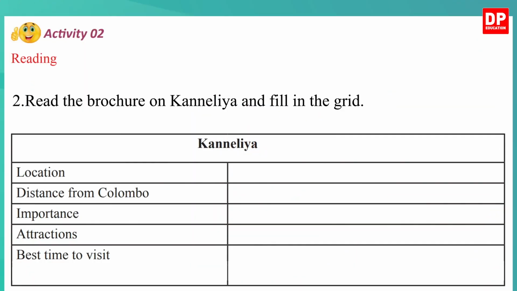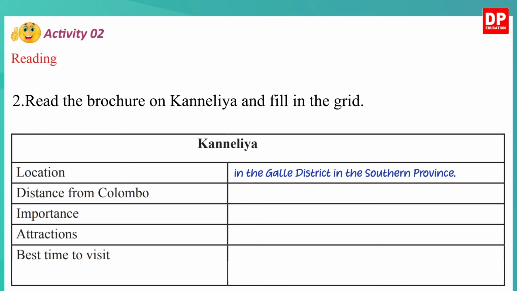First you have to find the location. I think it's easy because you became familiar with the subtopics in your first activity. It's the first sentence in the first section in the brochure. Kanneliya Forest Reserve is located in the Galle district in the southern province, about 125 kilometers away from Colombo. So what is the location? In the Galle district in the southern province.